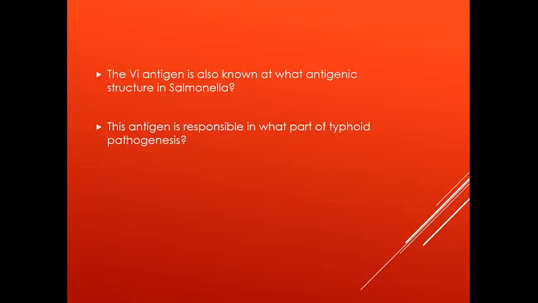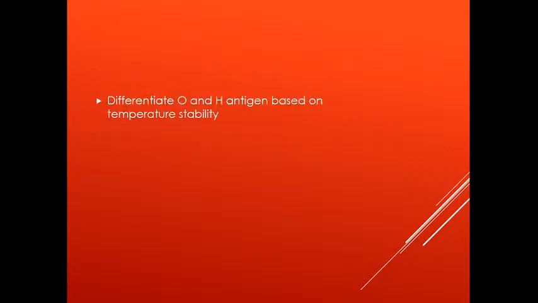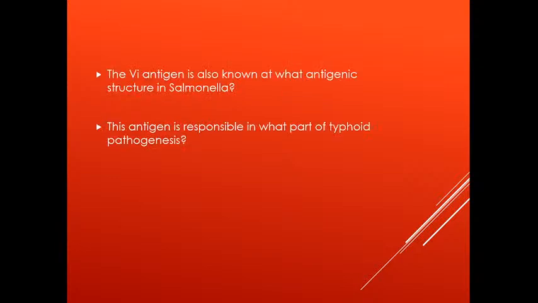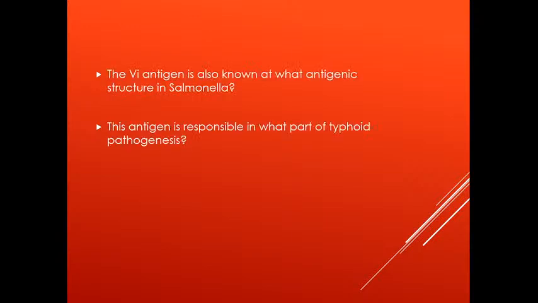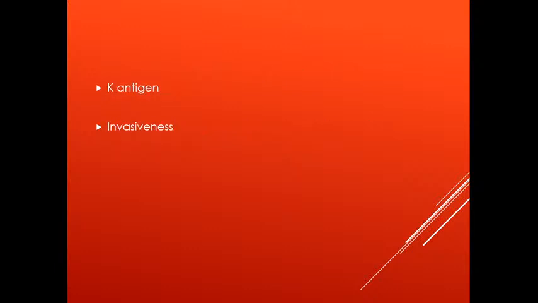Alright? Now, another thing that you need to take into consideration is the Vi antigen. The Vi antigen is found in which of the following antigenic structures? You have three choices. It's the only one that we didn't discuss, therefore it's the K antigen or the capsular antigen. It's actually responsible for the invasiveness of the organism. Okay? It's the reason why you get those rosy spots, because it allows the organism to travel about the mesenterium or the mesenteric cavity of your patient.